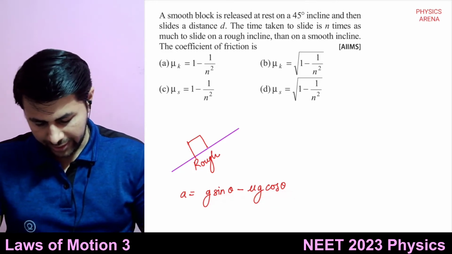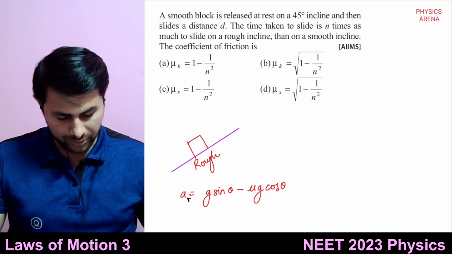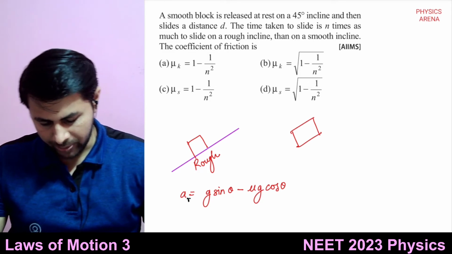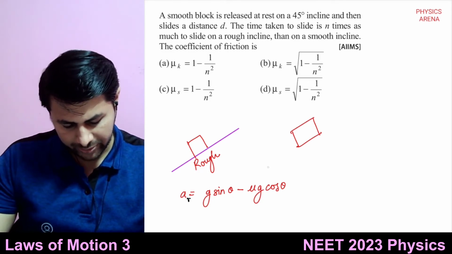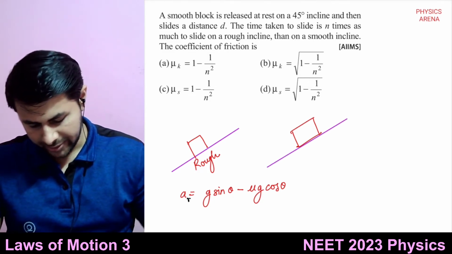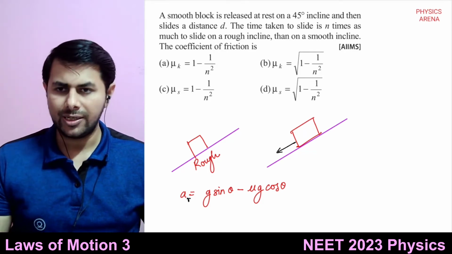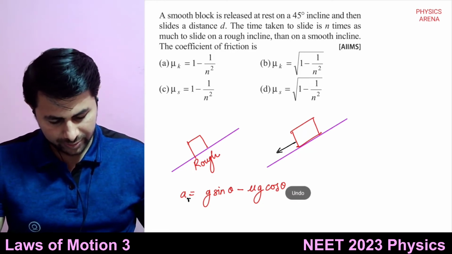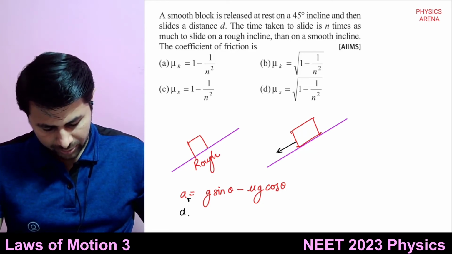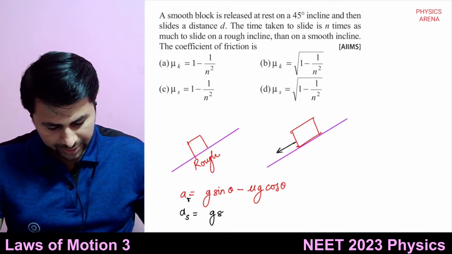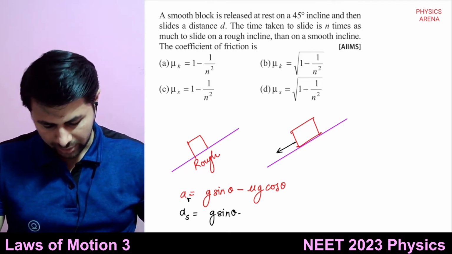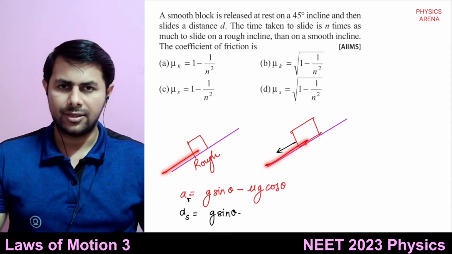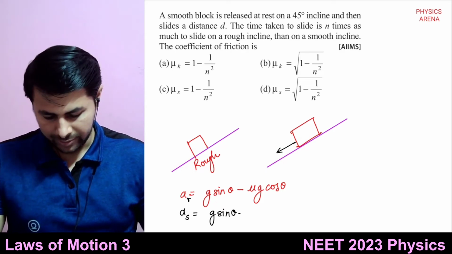So let's call it AR. And if it is a smooth incline, then there is only one force acting on it, that means there will be only one acceleration. What will that be? It will be g sin theta only. So acceleration on the smooth incline, AS, is equal to g sin theta. Now suppose it covers distance d on this incline and this incline. The time is different.